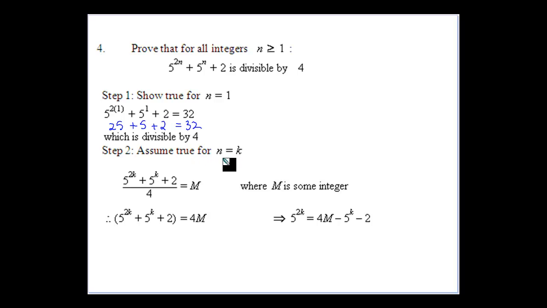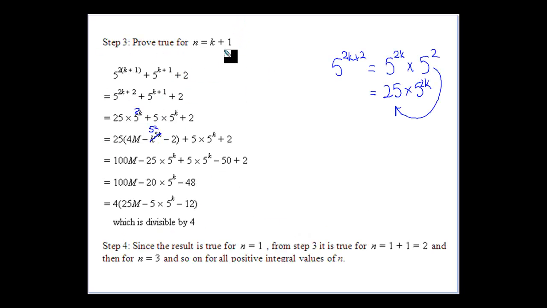Again, assume it's true for n equal to k. So we get our statement divided by 4 equals m, where m is an integer, and then we can take our statement and make sure it's equal to 4m, because we multiply by 4, and then rearrange it. I'm going to rearrange it to 5 to the power of 2k is equal to 4m minus 5 to the power of k minus 2. So manipulating again, we're going to prove it's true for n equal to k plus 1.